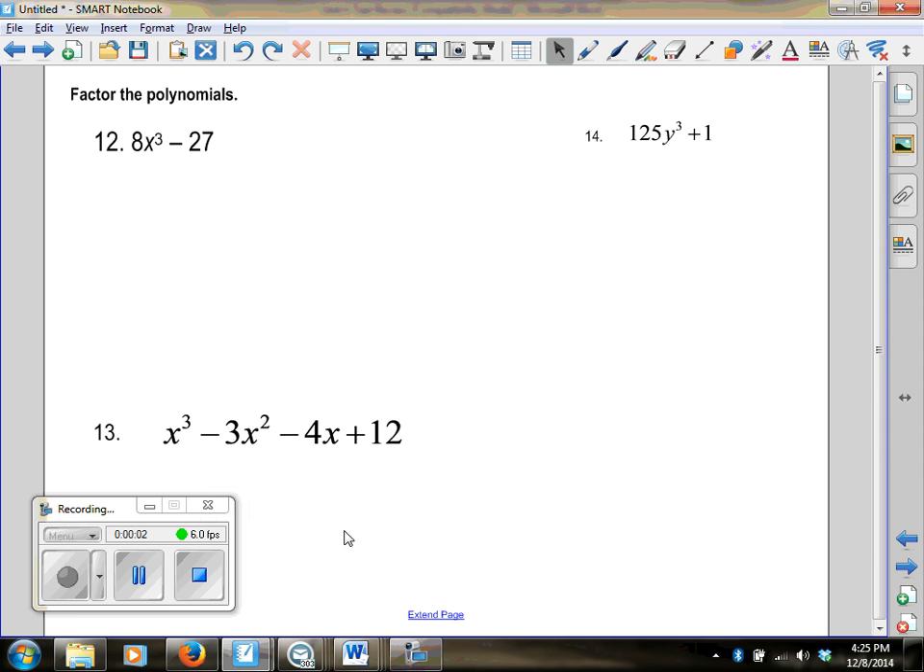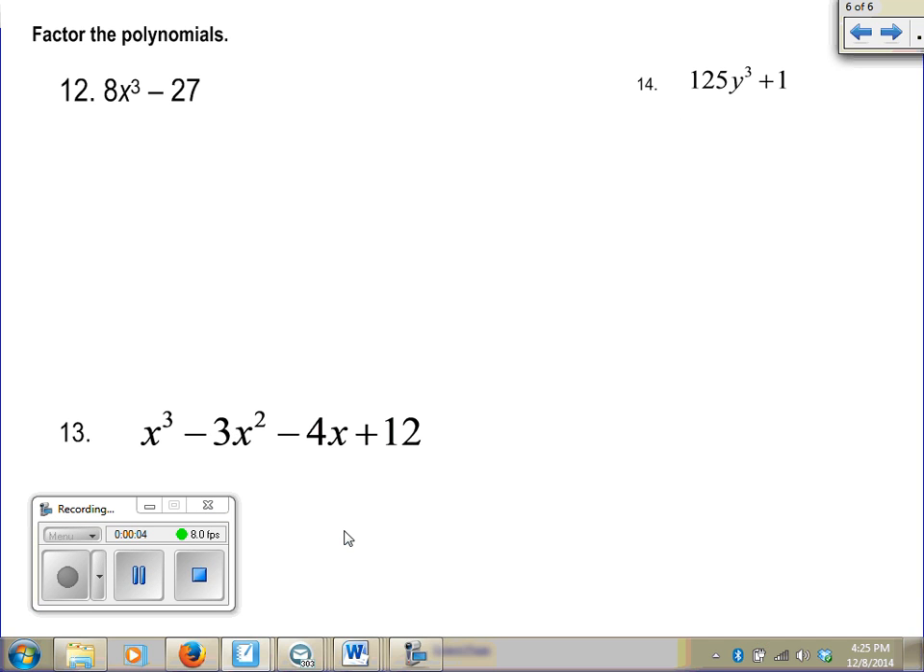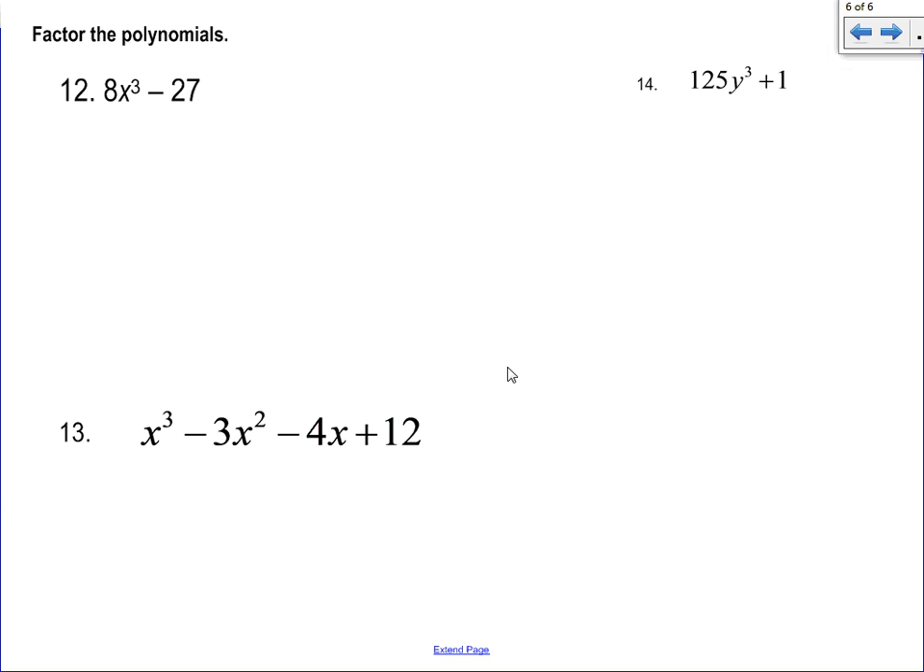Hi everybody, here's a video on problems 12, 13, and 14 from your Chapter 5 study guide. The directions here are factor the polynomials. Now you'll notice there are no equal signs anywhere on this page, so you are not expected to solve. I don't need x equals, I just need a bunch of parentheses.